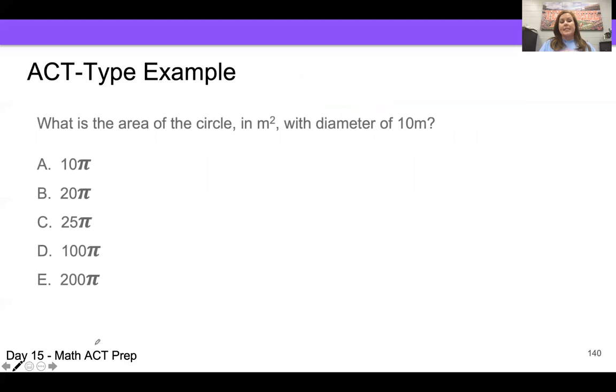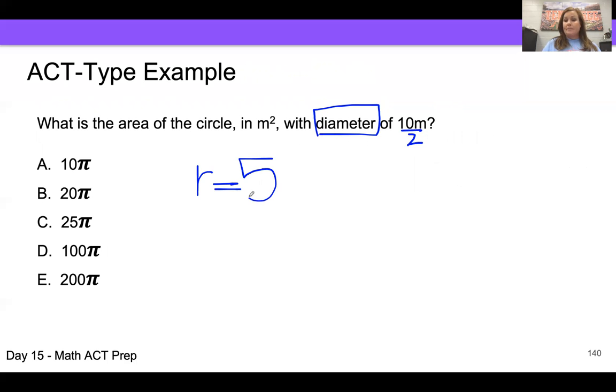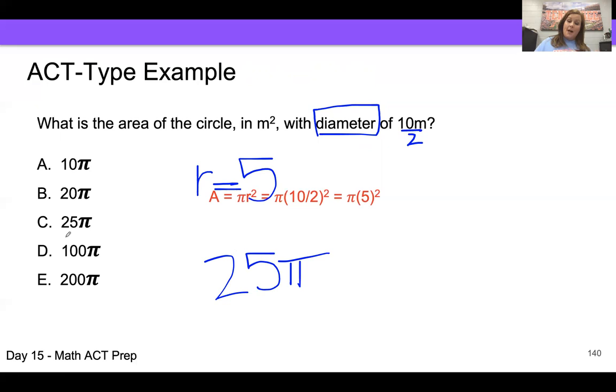Now, our ACT example. What is the area of the circle with a diameter of 10? So since we're given diameter, we need radius. So we got to divide this by 2. So you need to know that the radius is 5. Now we don't double the radius, we got to square it. So this is going to be 5 times 5, which is 25. So we square it, and then you just slap a pi on it. So that answer is C.